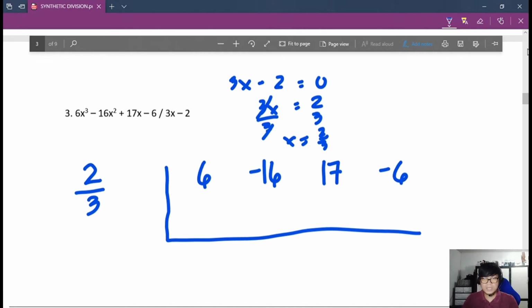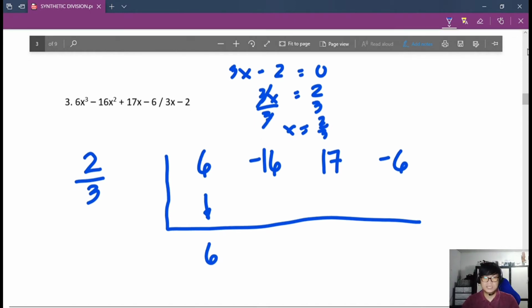The same procedure, bring down the first term, 6. So 6 times 2/3, so this is 12. 12 divided by 3 is 4. 2/3 of 6 is 4. So negative 16 plus 4, negative 12. So negative 12, 2/3 of negative 12, that is negative 8.